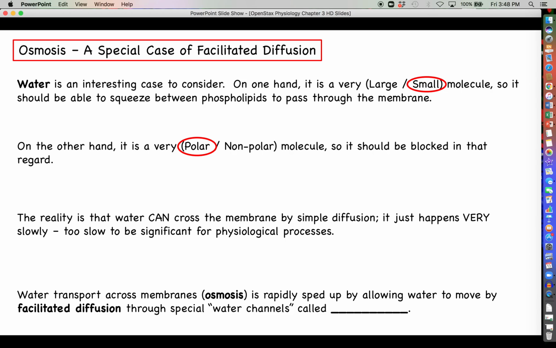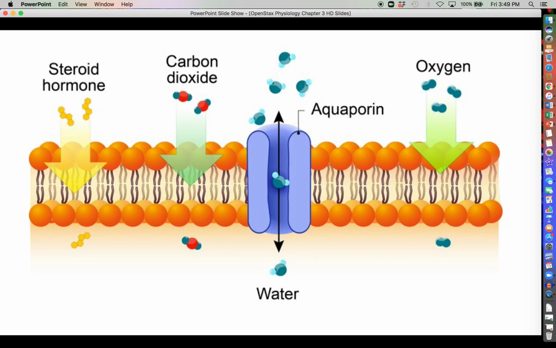What do you need for facilitated diffusion? You need channel or carrier proteins, right? And it just so happens that there is a very specific water channel protein that is there to let water molecules through the membrane if there is a reason for water to move. These water channels are called aquaporins. Very easy name to remember. Aqua means water, and porin means we're making a pore in the membrane for water to move through.